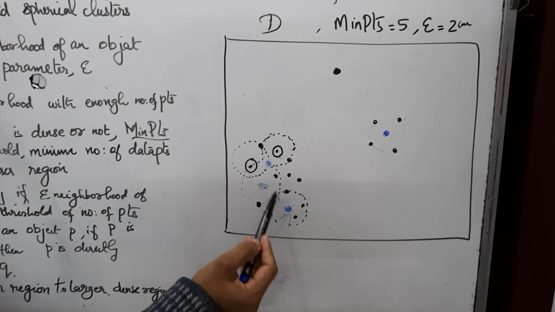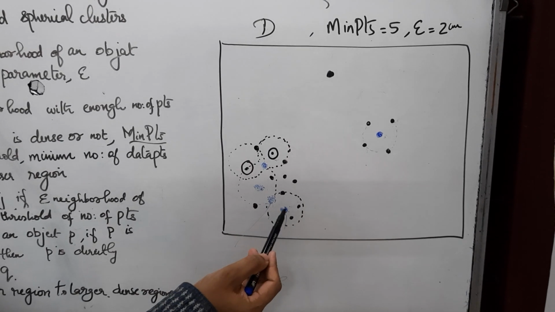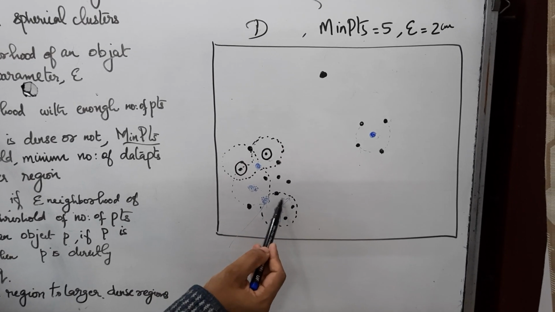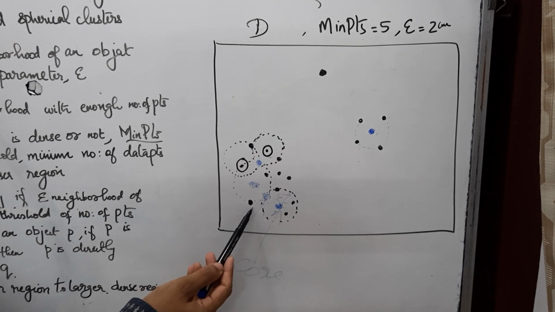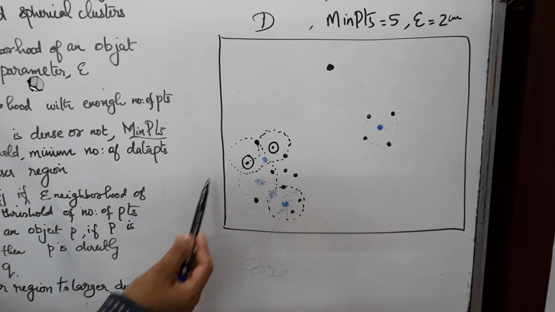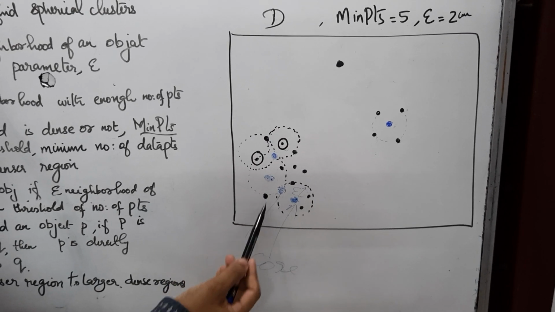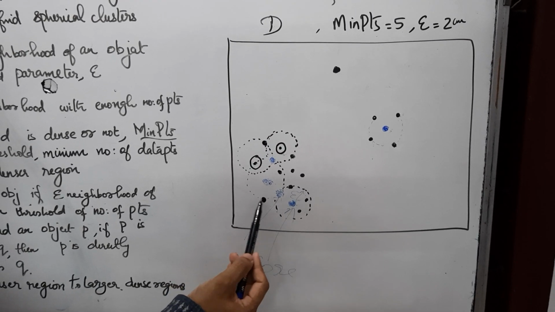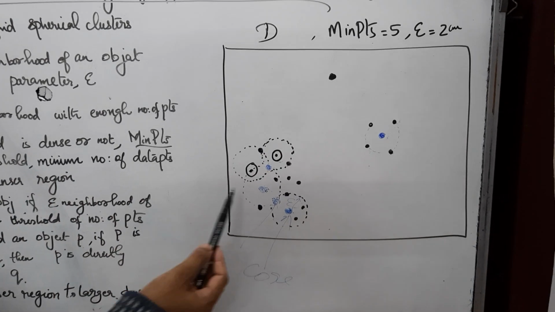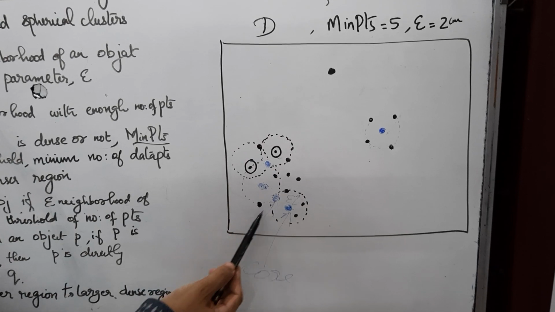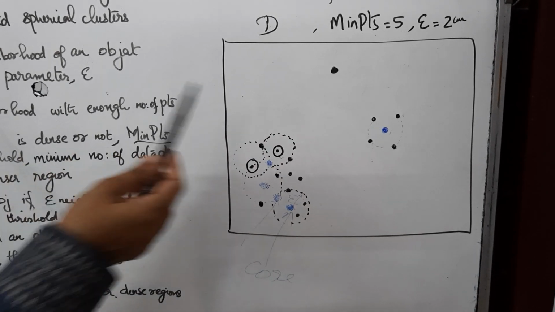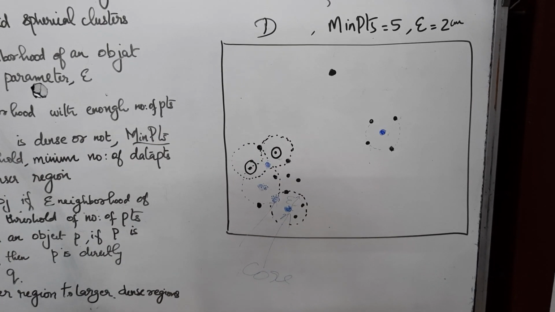Again here we took its radius, this is epsilon. Then here also. But what about this point? This is near to the core object. Taking this into consideration, including that point, we get the threshold criteria of 5 points.